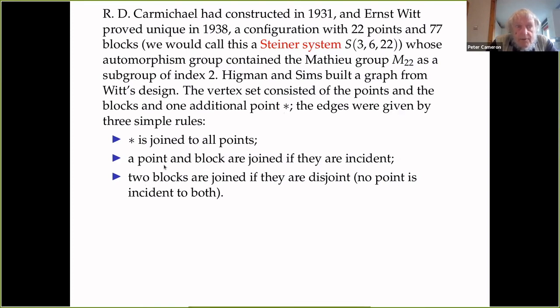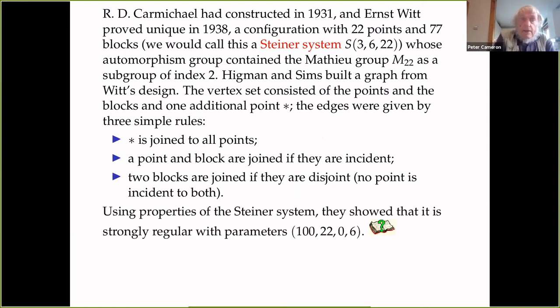There are no joins among the points, because if there were, that would create a triangle, and we don't want that. But when are two blocks joined? Two blocks are joined if and only if, as sets of size 6, they're disjoint. And they showed, and it's fairly easy, that given any block, there are exactly 16 blocks disjoint from it. So it's joined to the 16 blocks disjoint from it, and the 6 points incident with it, and that makes 22. And you can show like this that the graph really has valency 22, and using properties of the Steiner system, they were able to show that it was strongly regular with those parameters.